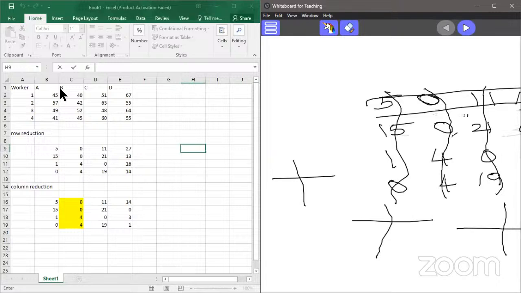Okay, so is it clear now? If the zero is in a row, which line will you draw? Which line will you draw? Vertical or horizontal? Are you able to see the Excel sheet? Yes, madam. Yeah, and also the whiteboard.